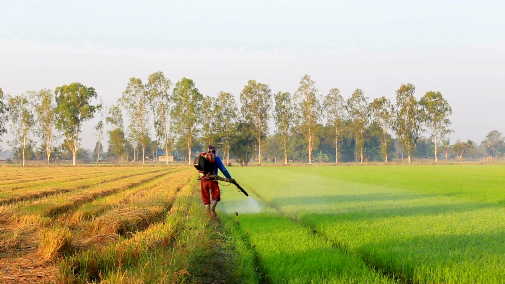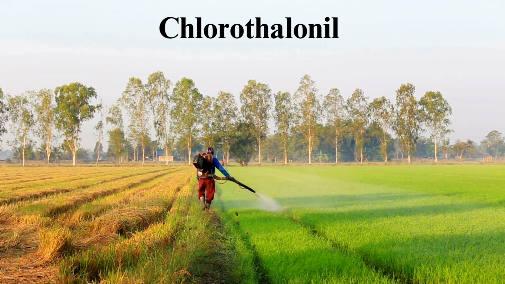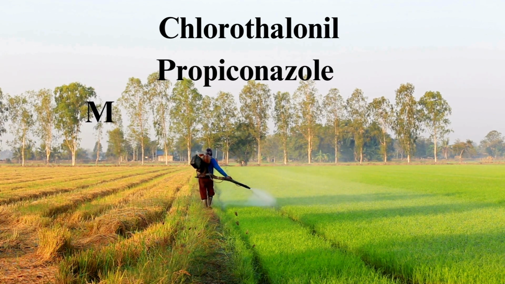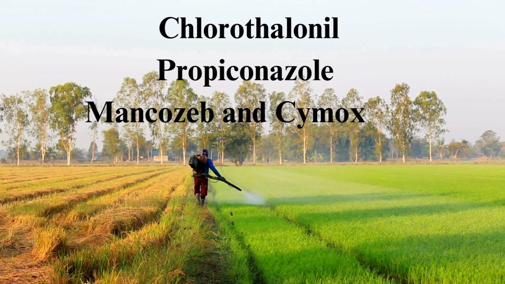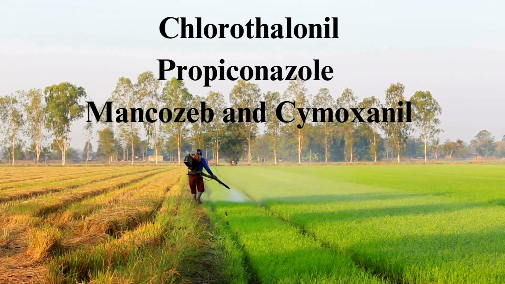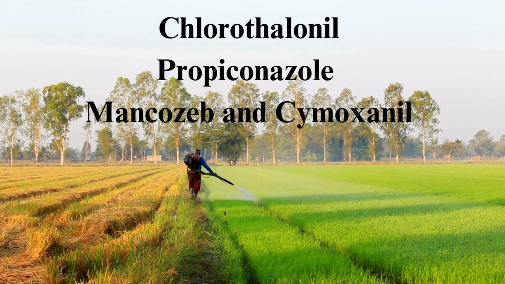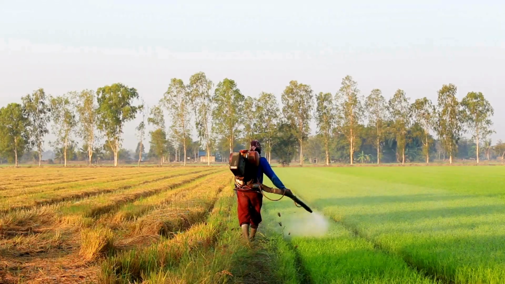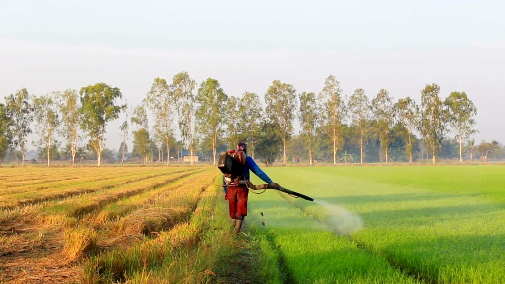Chlorothalonil inhibits various fungal development stages. Propiconazole disrupts fungal sterol biosynthesis, and a combination of mancozeb and cymoxanil offers dual protection. These fungicides contribute to a comprehensive strategy in managing purple blotch in onion crops.